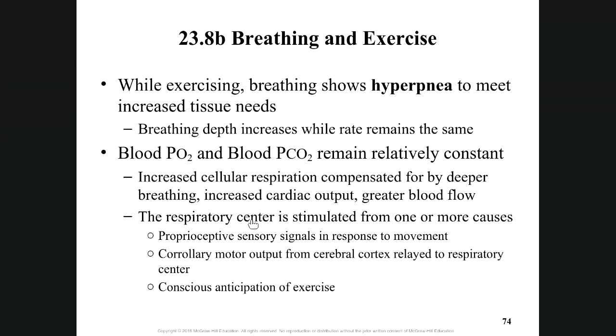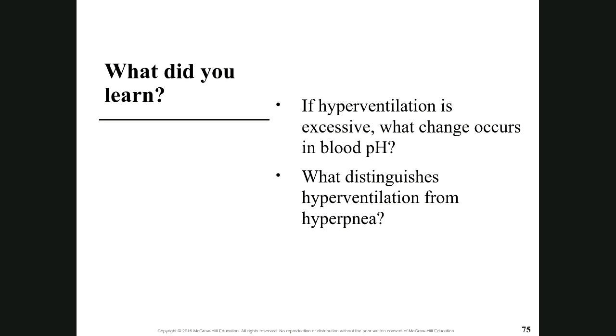And the respiratory center is stimulated from one or more causes. You know that the proprioceptors can send information when you are exercising, and the motor output from the cerebral cortex can send information to our respiratory system, along with conscious anticipation of exercise. We do more breathing, and we can make homeostasis and keep the pressure of oxygen and carbon dioxide at a constant level. And now you can answer this question. If hyperventilation is excessive, what change occurs in the blood pH? And what distinguishes hyperventilation from hyperpnea?